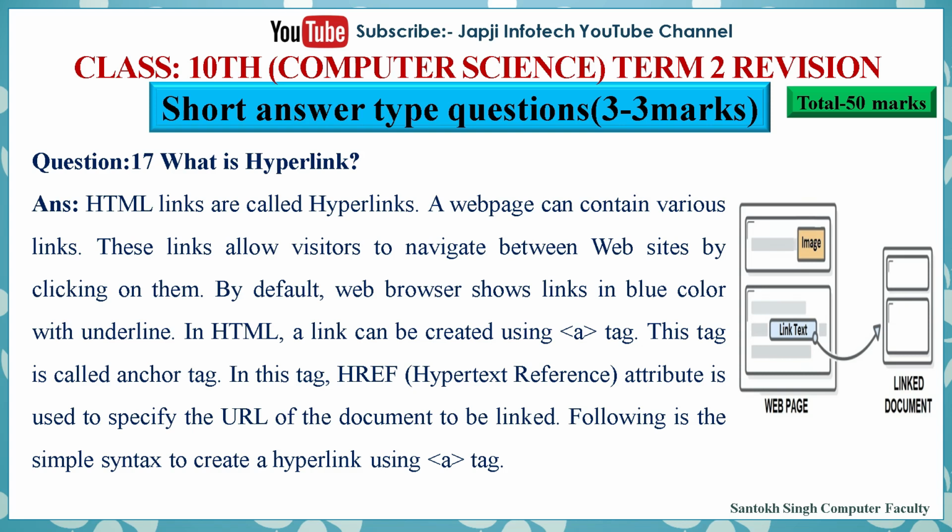In this tag, the href attribute, pronounced as hypertext reference, is used to specify the URL of the document to be linked. Following is the simple syntax to create a hyperlink using the anchor tag. So here is its syntax. Left angle bracket a space href equal to, in the double quotation marks, write the full address of the web page, then close the right angle bracket, then link text or image, then close the anchor closing tag.